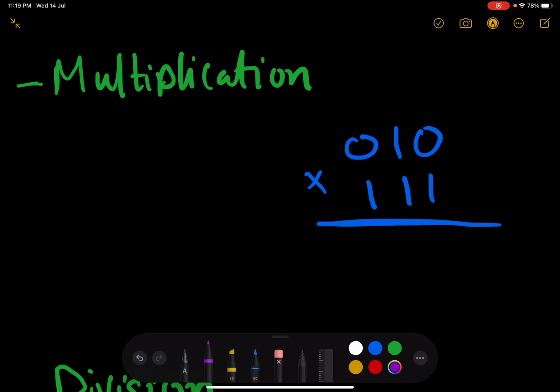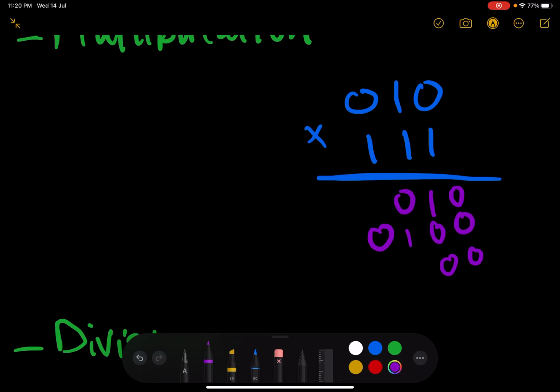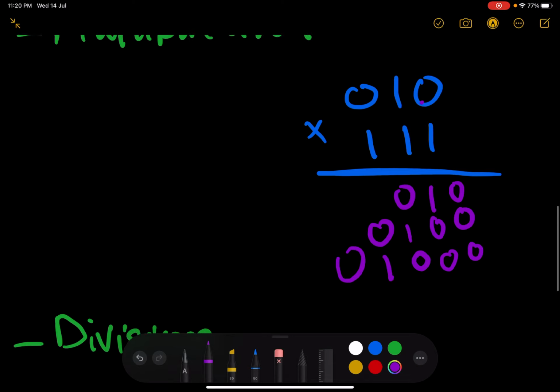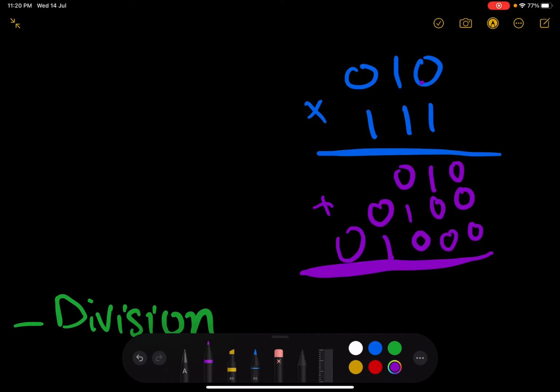So let's start doing this. 1 times 0, 0. 1 times 1, 1. 1 times 0, 0. Then we add a 0 here. Then 1 times 0, 0. 1 times 1, 1. 1 times 0, 0. Then we add 2 zeros. 1 times 0, 0. Then 1 times 1, 1. 1 times 0, 0. And then we add all of them together. So 0, 1, 1, 1, 0.